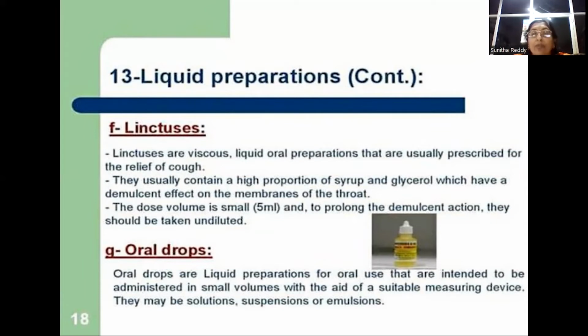Another liquid dosage form is oral drops. Oral drops are sometimes used for vitamins for kids, and they are intended to be administered in a small volume by a measuring device. These can be either solutions, suspensions or emulsions.